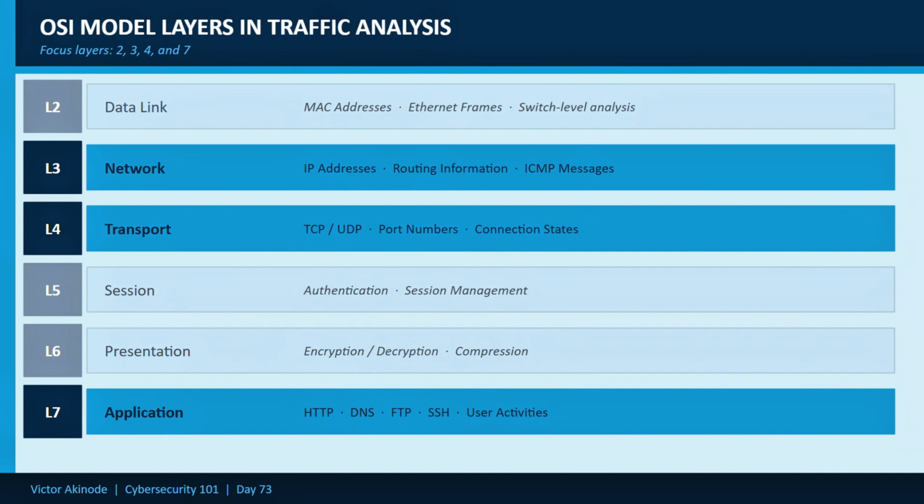Most importantly, we are interested in layer 2, layer 3, layer 4, and layer 7. When we are analyzing traffic, we examine these most important layers, starting from layers 2, 3, 4, and 7, and we analyze them to get the complete picture of what is happening.